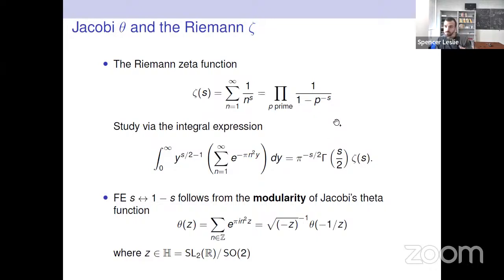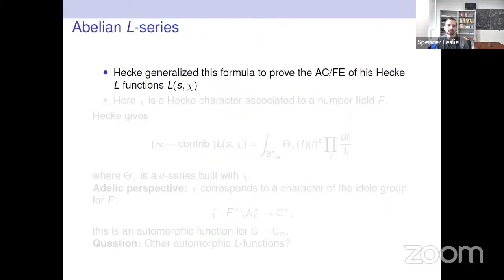So just to move towards other examples, this picture here completes the setting of so-called abelian L functions, where Hecke used this same technique to prove the analytic continuation and functional equation for what we call Hecke L functions. Here chi is some Hecke character associated to a number field F.